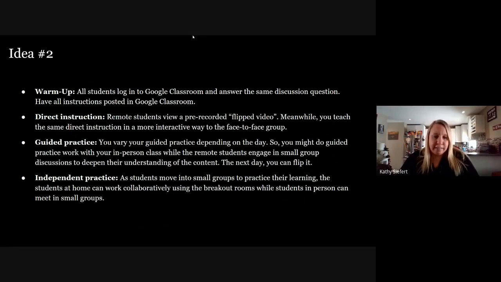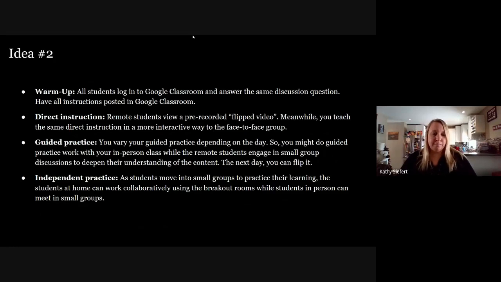And then finally, at the independent practice, if the students can go into groups. So again, you can have those in-person students in groups, and then using breakout rooms if you wanted to for your remote students. Or of course, there's always the option to have students work independently during this time.